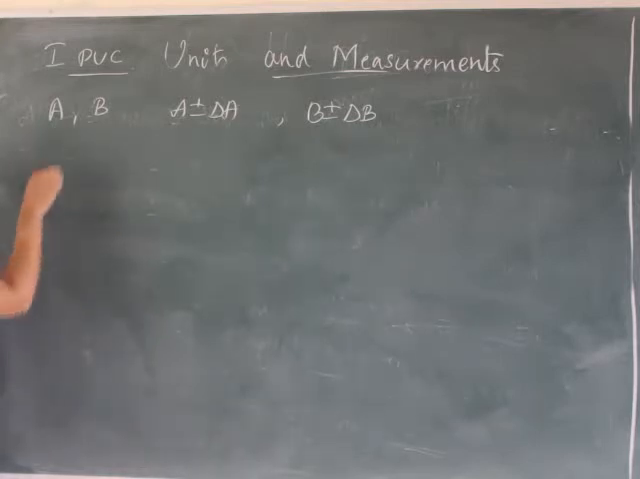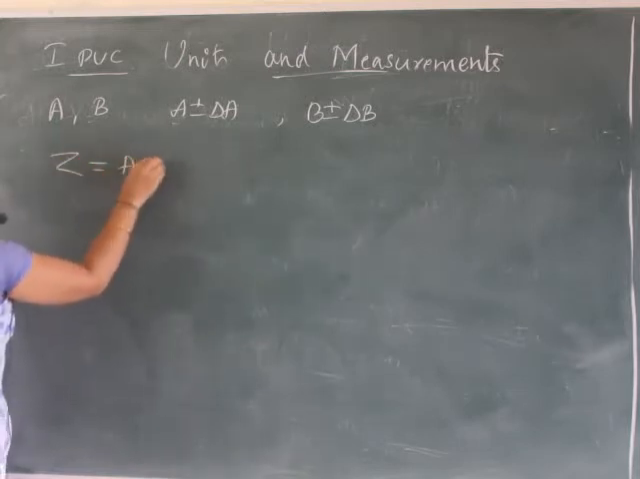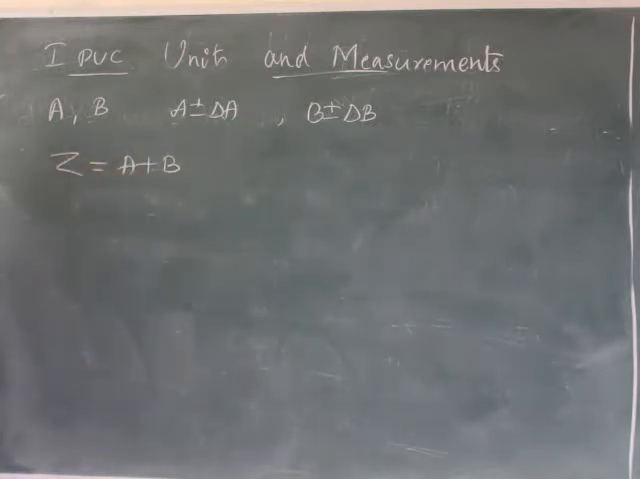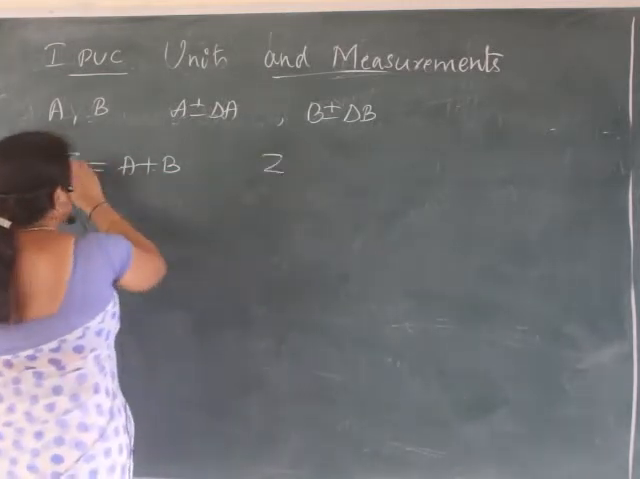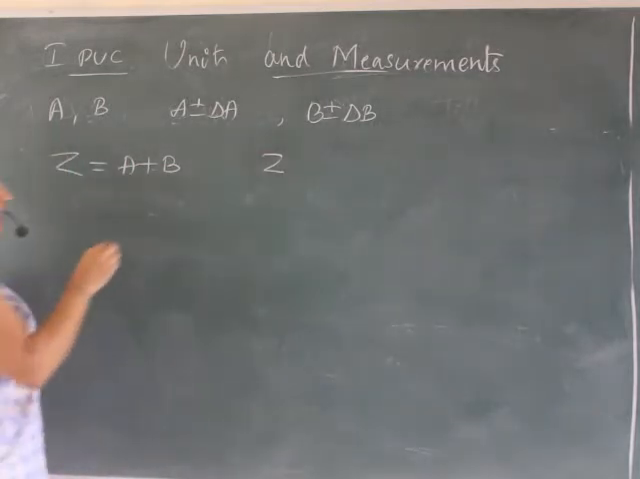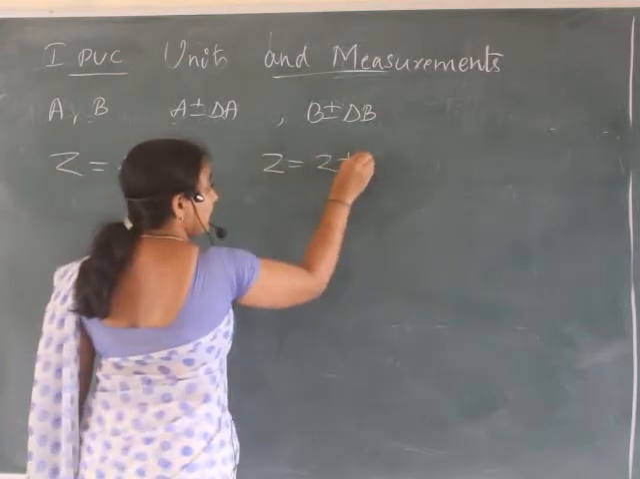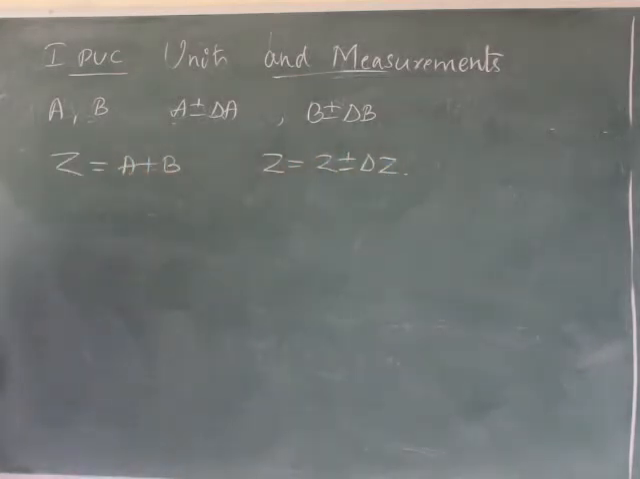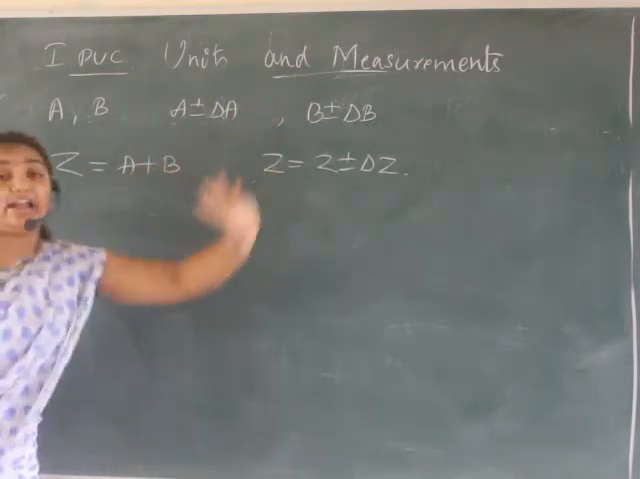I want to add A and B, so Z is equal to A plus B. How can we add this? Can you please help me to add this? For Z equal to A plus B, Z also has some errors. Correct? Then this physical quantity Z will have the measured value Z plus or minus delta Z, just like A and B.